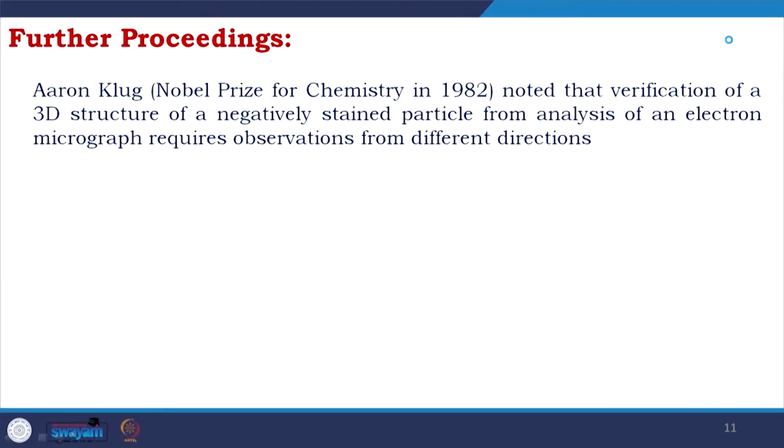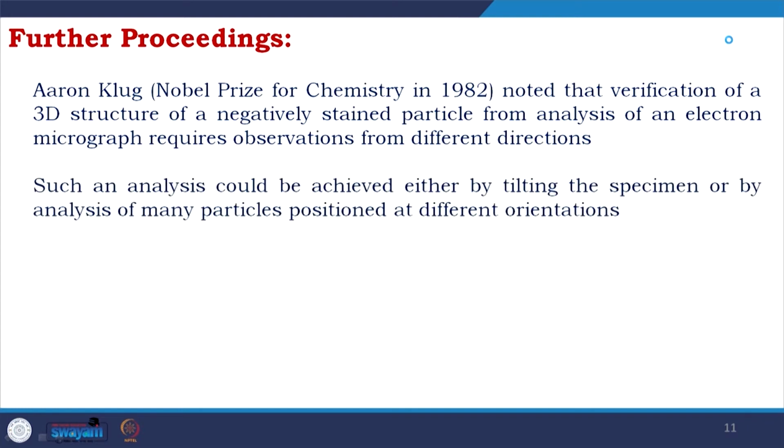Aaron Klug, the Nobel awardee of 1982, noted that verification of a 3D structure of a negatively stained particle from analysis of an electron micrograph requires observation from different directions. So, this concept, that it requires observation from different directions, is the basis of 3D development.